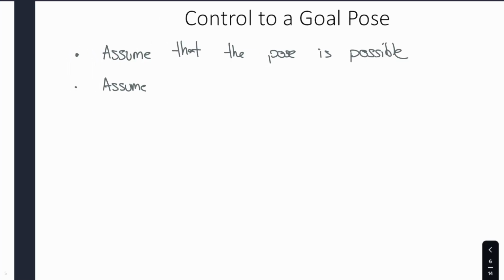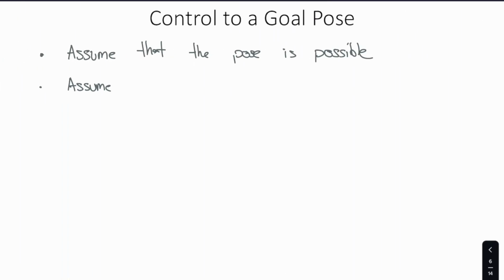For what we're doing today, our control to a goal pose, really our only assumption here is that we're going to assume that the pose is possible first. We're also going to assume that the exact path is not important.